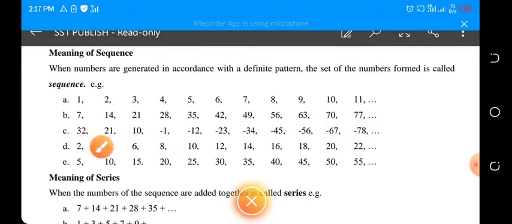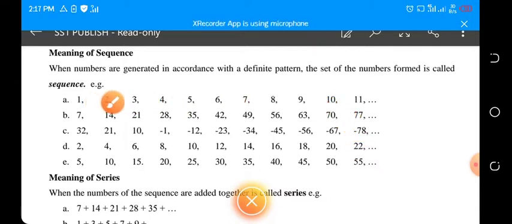We have 2, 4, 6, 8, 10, 12, 14, 16, 18, 20, 22. We have 5, 10, 15, 20, 25. We have 30, 35, 40, 45, 50, 55.